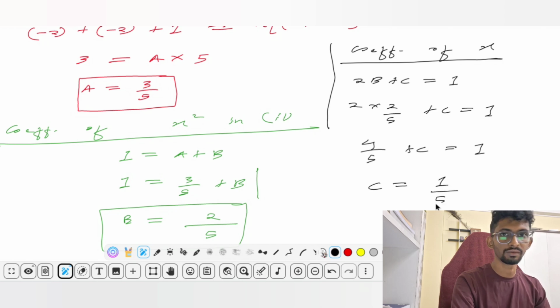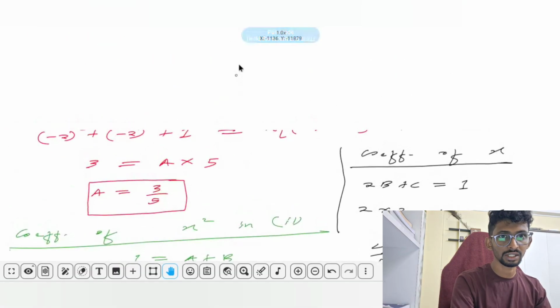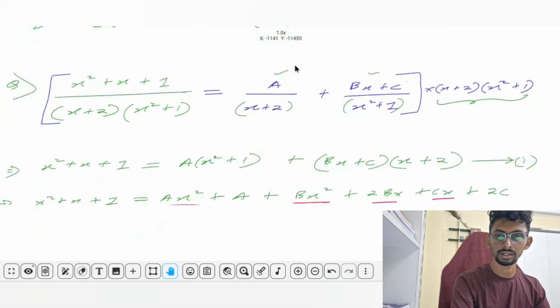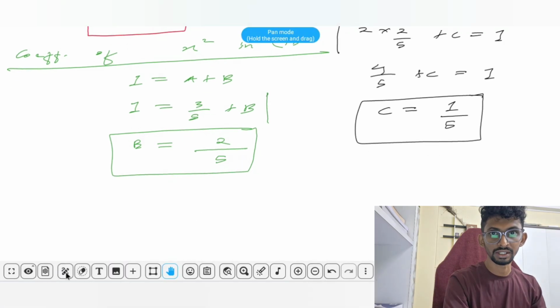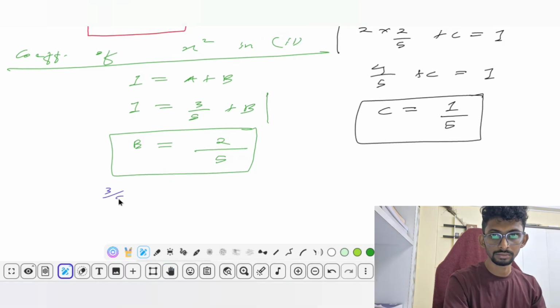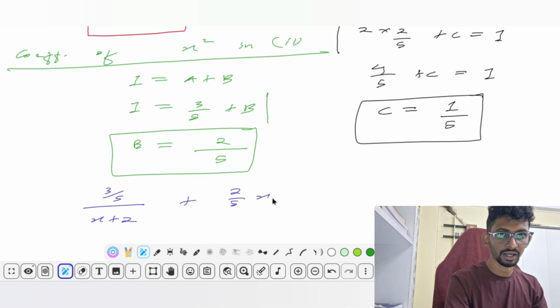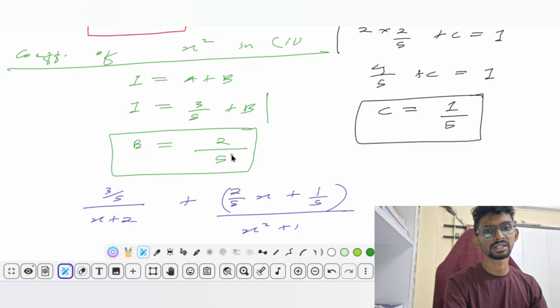So we got all the values of a, b and c. So we will substitute the values of a, b, c here and we will get the answer. So the partial fraction will be 3 by 5 over x plus 2 plus bx plus c, that is 2 by 5 x plus 1 by 5 over x square plus 1. If you want, you can simplify one more line. Next.